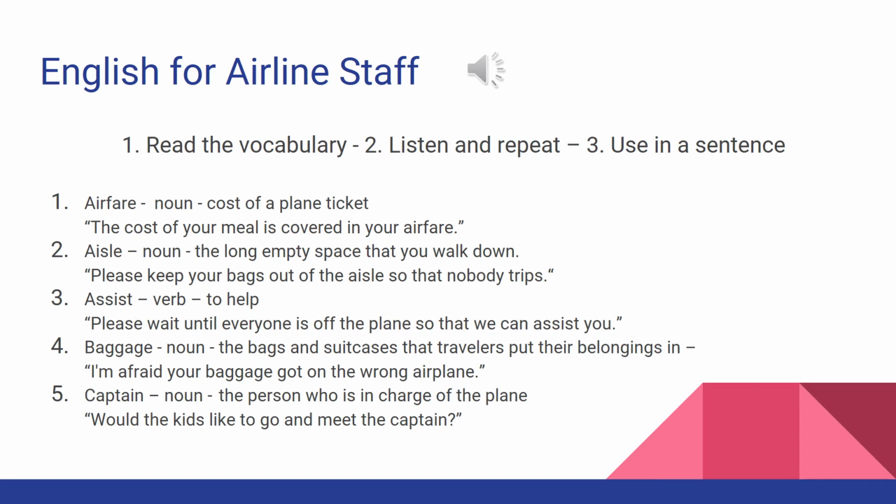Number 1. Airfare. The cost of a plane ticket. The cost of your meal is covered in your airfare. Number 2. Aisle. The long empty space that you walk down. Please keep your bags out of the aisle so that nobody trips. Number 3. Assist. To help. Please wait until everyone is off the plane so that we can assist you.